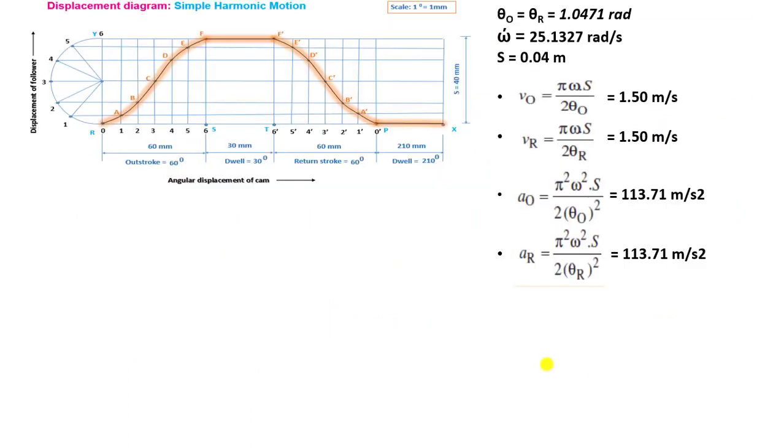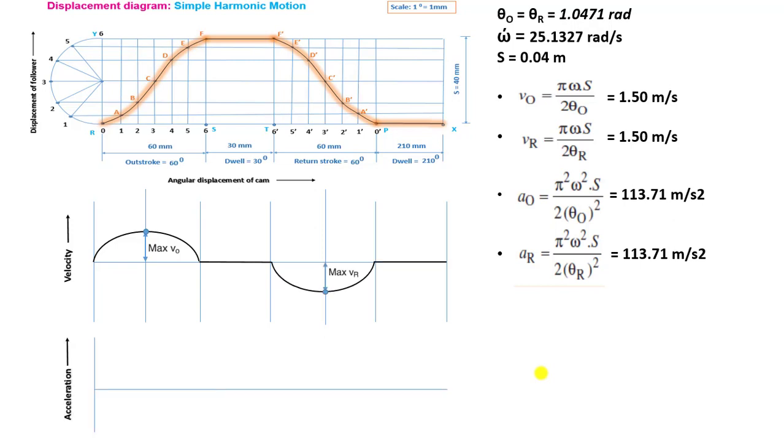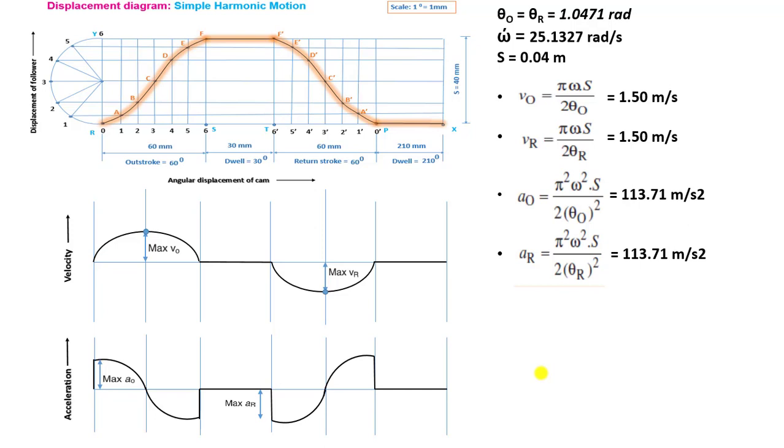Let us draw the velocity and acceleration diagram for follower that is moving with simple harmonic motion. First of all, calculate the maximum velocity and maximum acceleration during outstroke and return stroke with these equations. Select suitable scale for velocity and acceleration diagram. Velocity diagram consists of sine curve and acceleration diagram is a cosine curve.